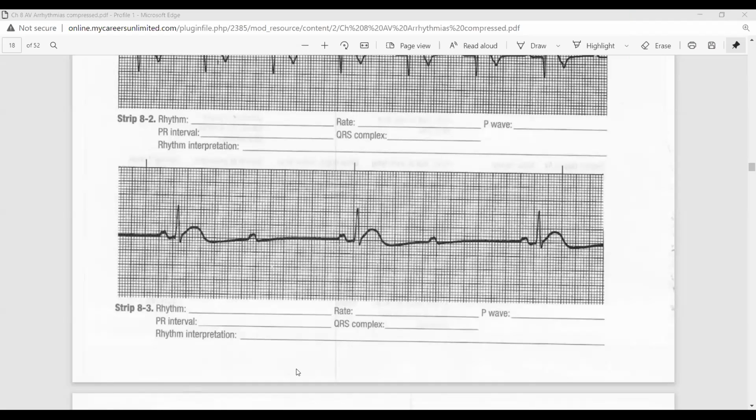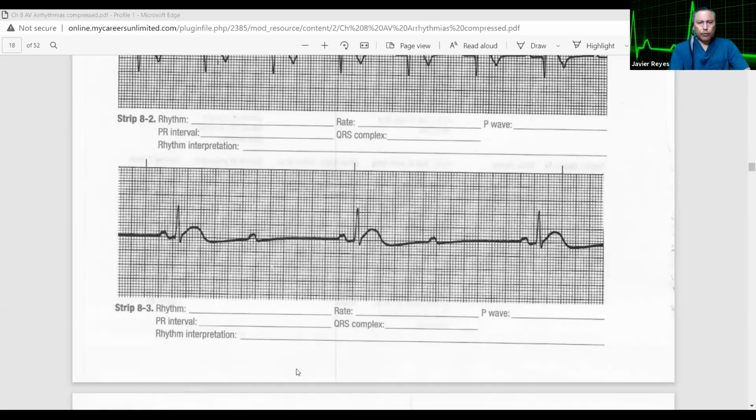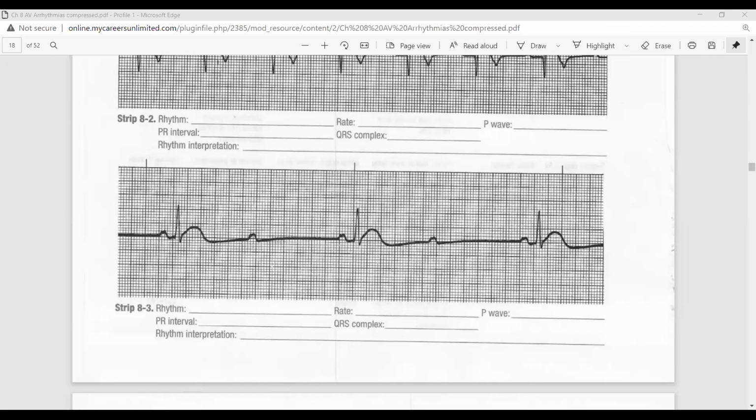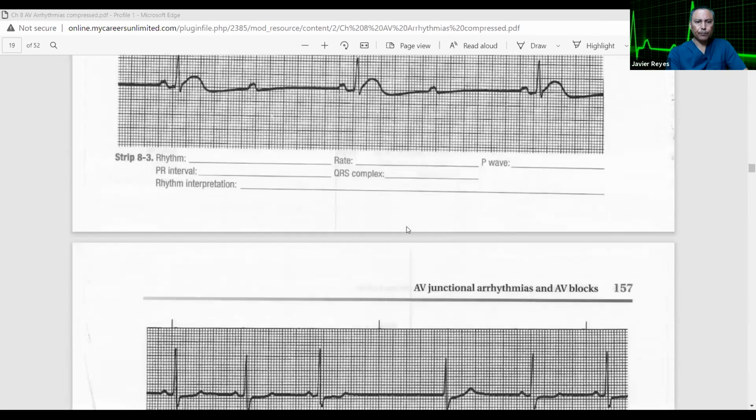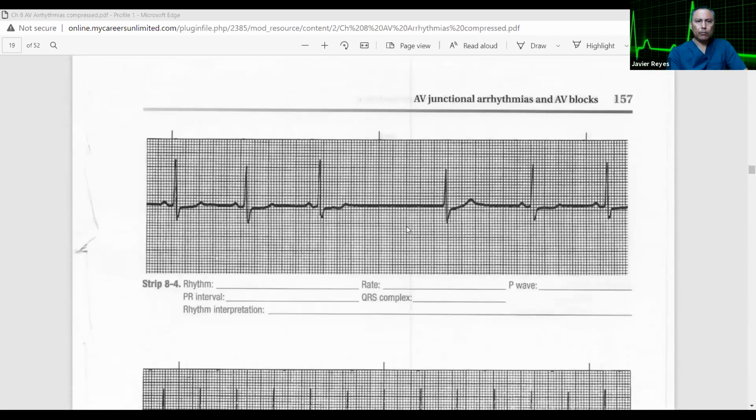All right. You're looking at strip 8-3. Have you evaluated it yet or not yet? No, I just got back. Oh, you know what? That's too hard. Let me give you another easy one. Okay, let's do the next one. That one.